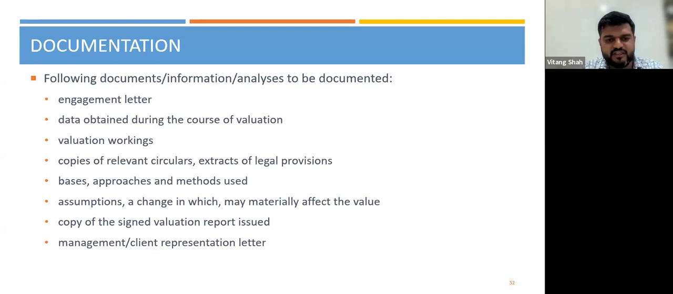The assumptions, a change in which may materially affect the value. So the critical factors which could impact the valuation should be narrated in the documents. A copy of the signed report which is being issued to the client obviously should form part of your filing procedures. And the most important document for a valuer is also the management representation letter which they receive. This representation letter gives you all the information regarding the company and the basis on which the valuation has been carried out. So these are the broad documentation which a valuer needs to have.